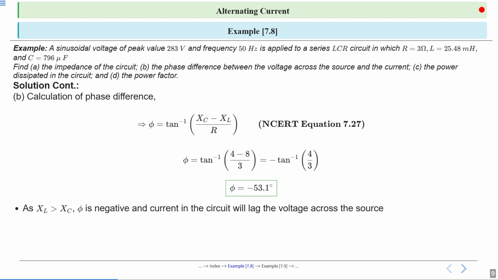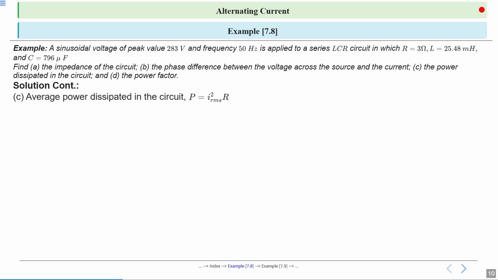Now as XL is greater than XC, phi is negative. We have seen that XL is 8 and XC is 4, so inductive reactance is more. That means which type of circuit is this? Inductive circuit. This is an inductive LCR circuit, so phi will be negative and current will lag behind. So XL greater than XC, phi is negative, and current in the circuit will lag the voltage across the source.